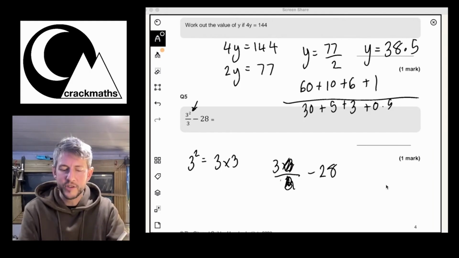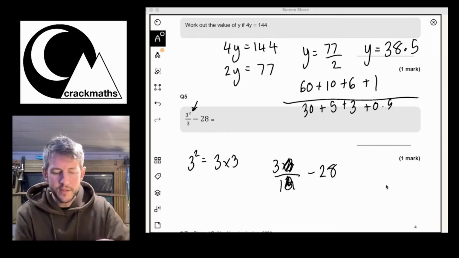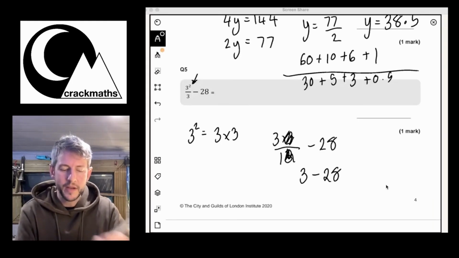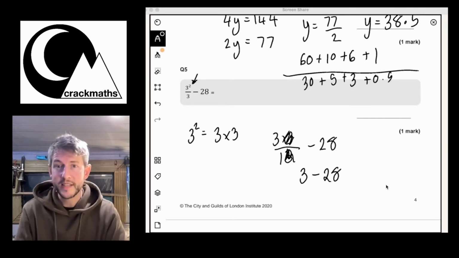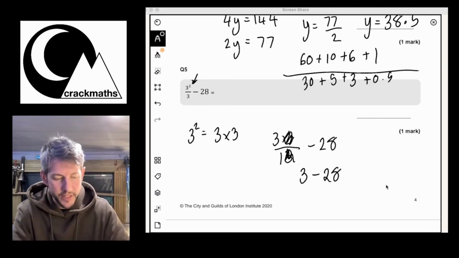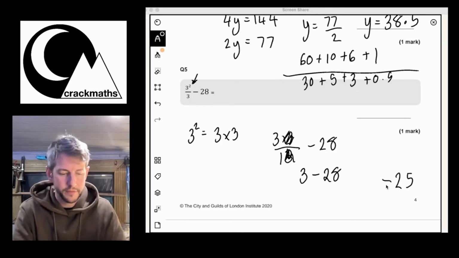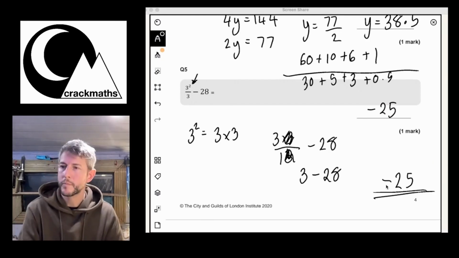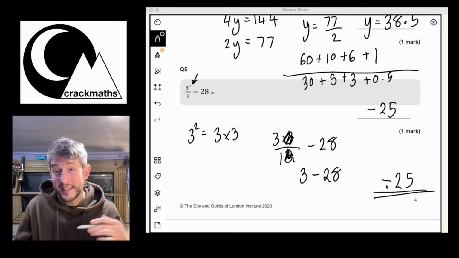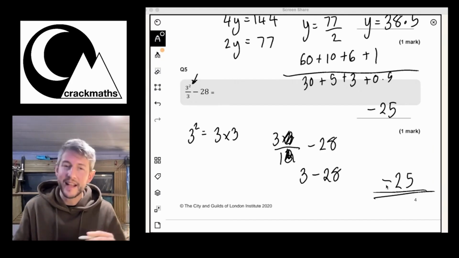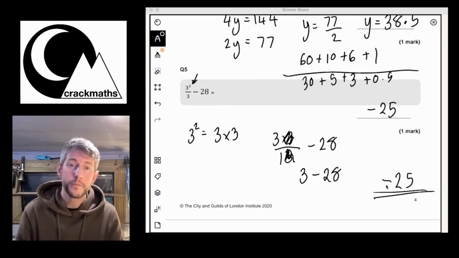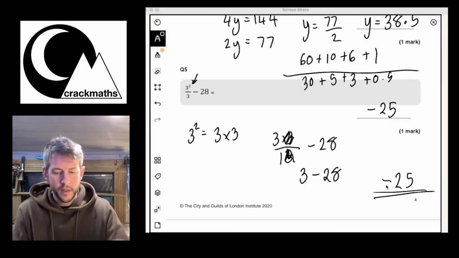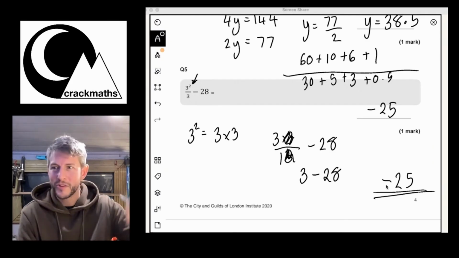So I can see that this fraction just becomes 3 over 1. So 3 over 1 is equal to 3. So this question becomes 3 minus 28. Well, 3 minus 28 is going to be negative 25. I should put that on the line. Minus 25. You can think about it as 28 take away 3, because that tells you what's left, 25. But then it's got to be negative because we've taken away the larger number. So the answer to this one is negative 25.